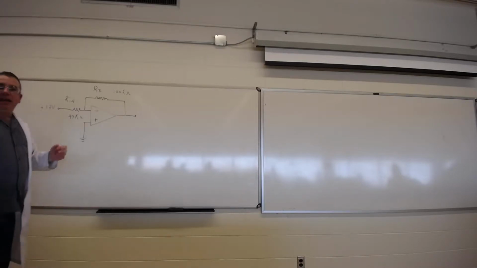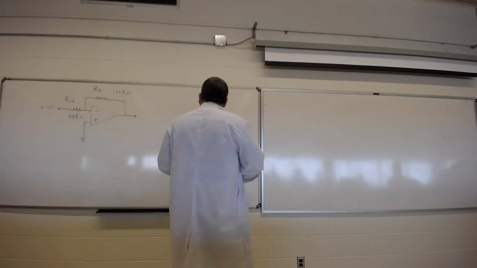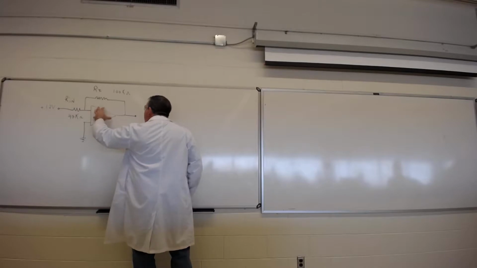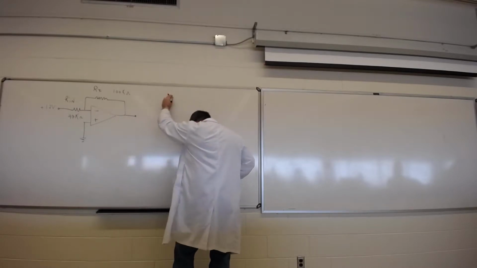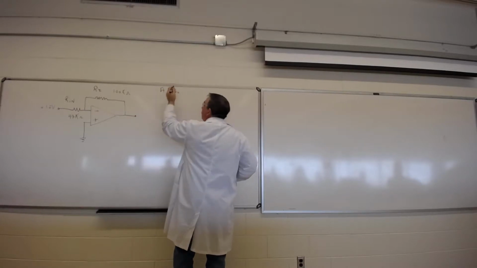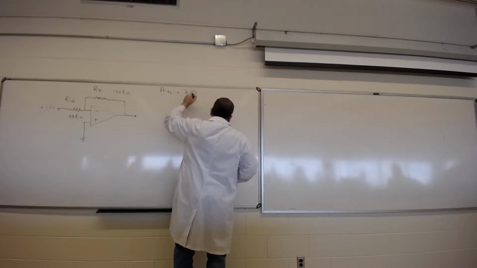The other thing that's going to be a given whenever I give you an op-amp circuit is I'm going to give you the op-amp's open loop gain. So just the op-amp itself, the open loop gain, I'm going to give you that, and we'll say that our open loop gain for this particular circuit is 2 million.